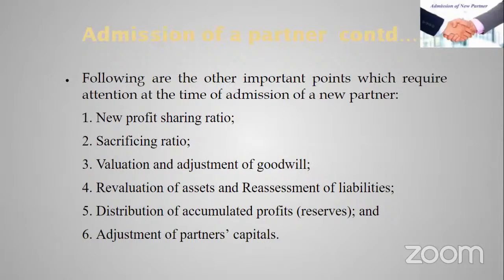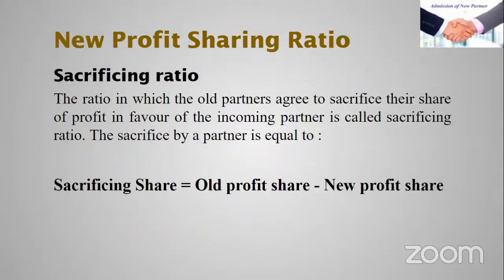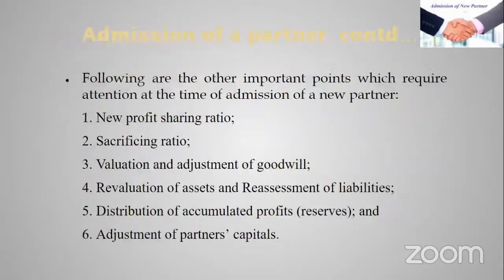So in the question, you will be provided with a balance sheet of old partners and some additional information. From the given balance sheet of old partners and additional information, you are supposed to prepare this. What are those? Most of the situations, the new profit sharing ratio will be given, or you will have to calculate it in a simple way.